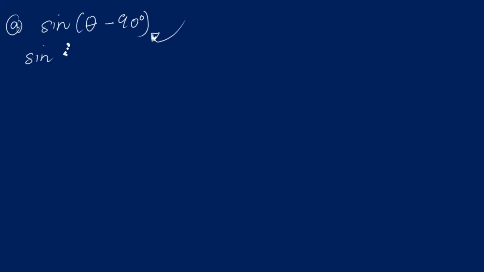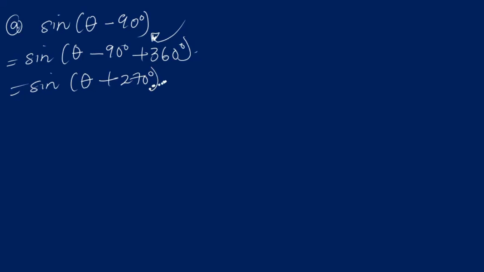You're going to say the sine of theta minus 90 degrees, and then here you add 1 revolution. See how beautiful is that? Then you'll end up getting what? The sine of theta, negative 90 plus 360, that's positive 270. This is the same as what? This is the same as sine of 270 plus theta.